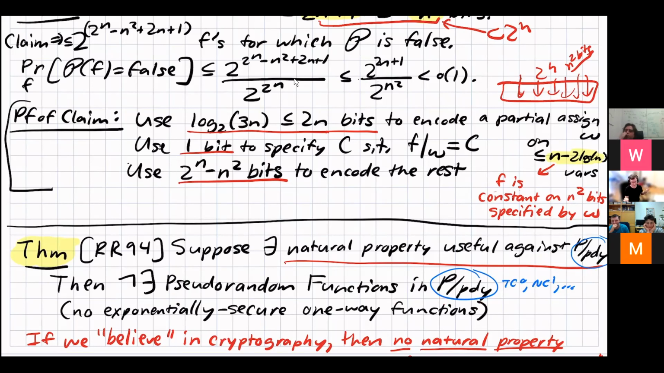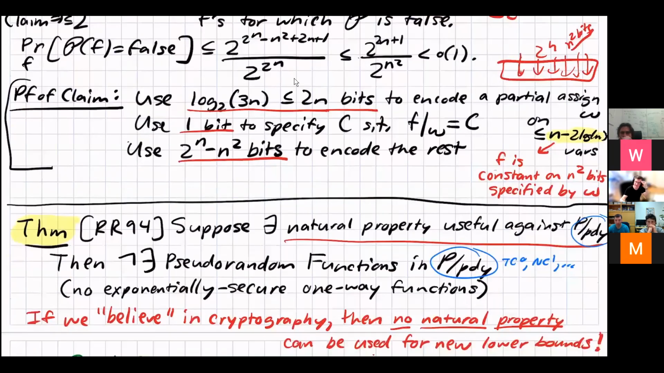Moreover, this connection holds not just for P/poly, but for things like constant depth circuits with majority gates in them, that's TC0, log n depth circuits, things like this. If you manage to get a natural property against them, then there are no pseudorandom functions in this class. Essentially, no exponentially secure one-way functions. All right, so I will unpack a bit what this means.